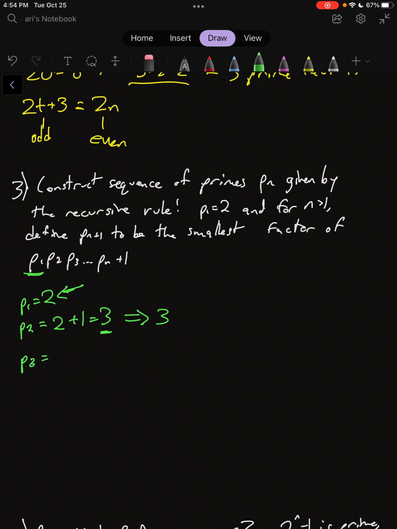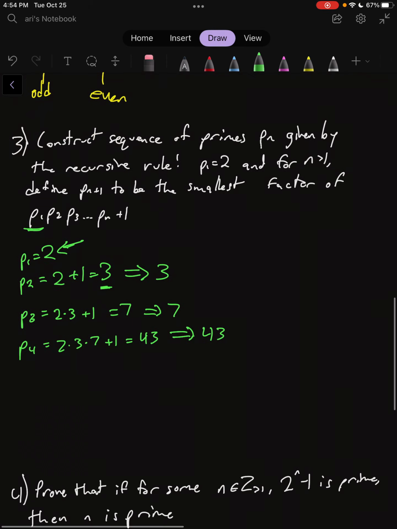So now P3. P3 is the product of all the previous primes that we came up with, meaning 2 and 3. 2 times 3, and that's all we have. So now we'll add our 1, which gives us 7, and the smallest prime factor of 7 is 7. P4, same thing. 2 times 3 times 7 plus 1, that equals 43. And 43 also happens to be prime, so the smallest prime factor of 43 is 43.